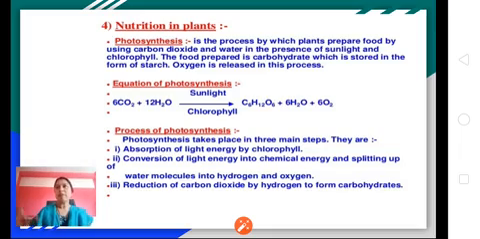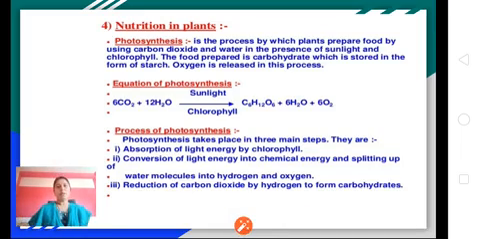So chlorophyll traps the solar energy, absorbs it, and then this light energy is converted into chemical energy. This is also accompanied by splitting of water molecules into hydrogen and oxygen. This splitting of water molecules is termed photolysis. And the third step is reduction of carbon dioxide by hydrogen to form the product, which is carbohydrate.